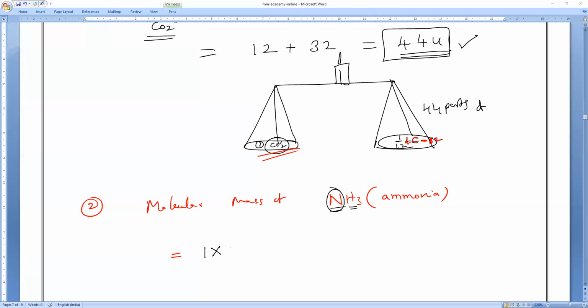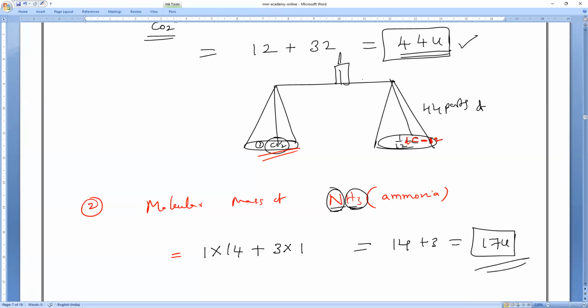So 1 into 14 plus number of hydrogen atoms, how many? 3. Of hydrogen atoms, 3. Atomic mass is 1, which equals 14 plus 3, which equals how many units? 17 U. The atomic mass of ammonia is 17 U. Is it okay, everyone? I hope you all understand.